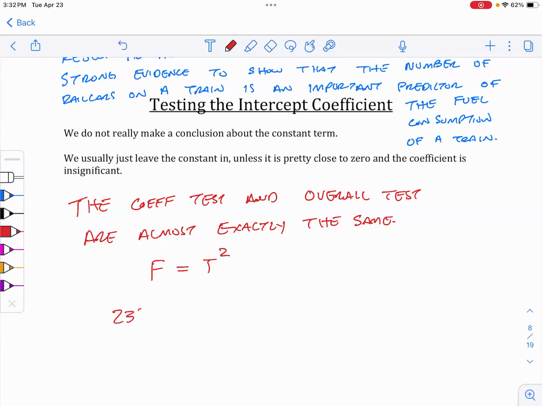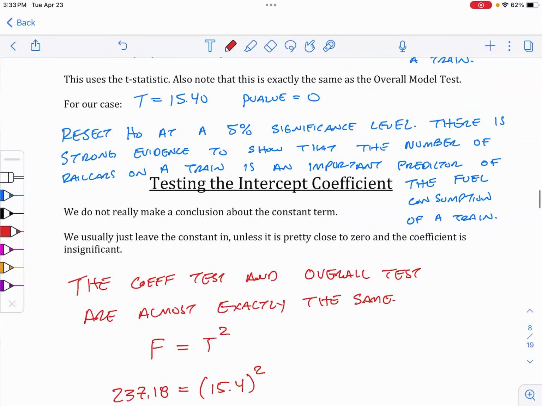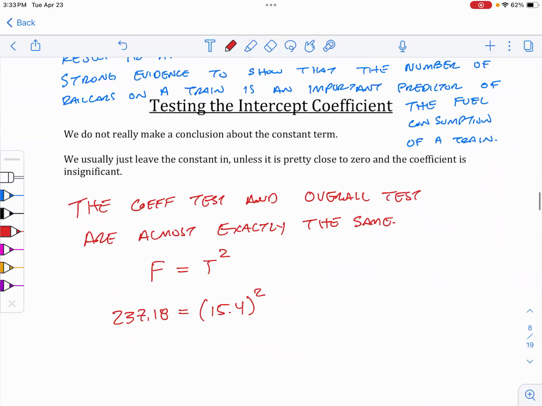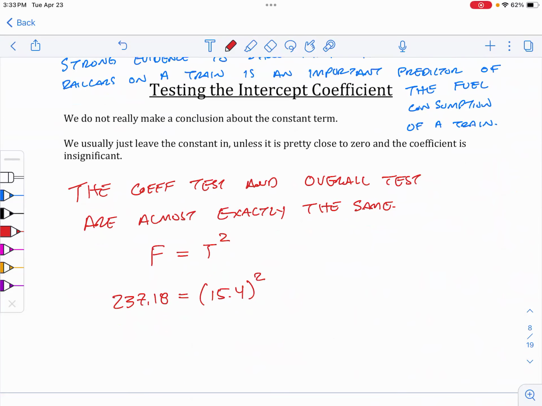That means that 237.18 equals 15.4 squared. Those were our two test statistics. There's 15.4. There's the 237.18. So that relationship indicates that they are mathematically the same test. If you do one, I wrote it out there just to emphasize they are the same, but most of the time I just say ditto. Once you did one, you can do the other.